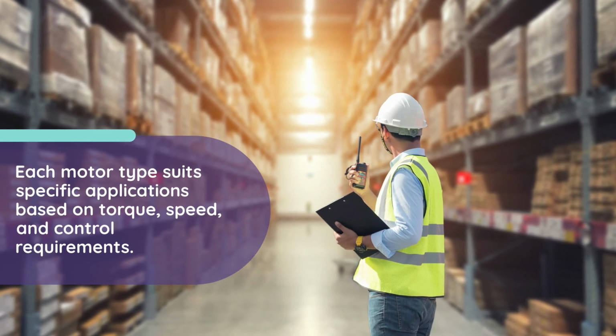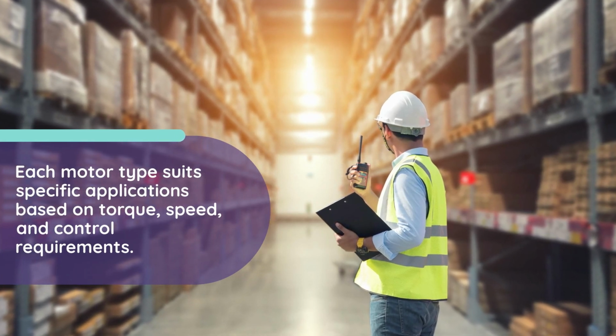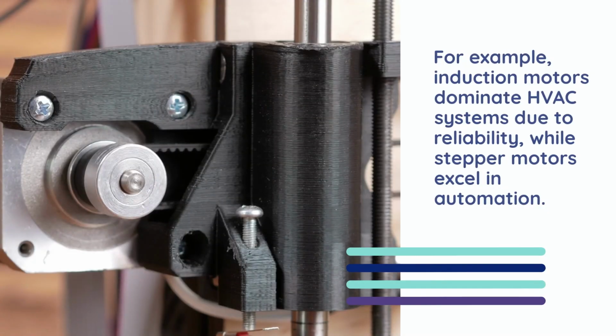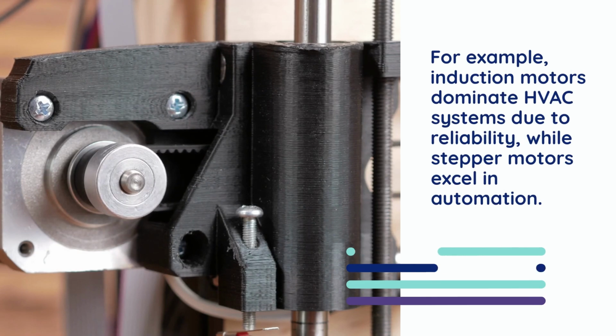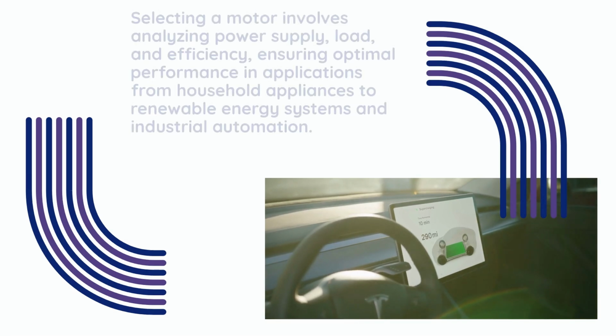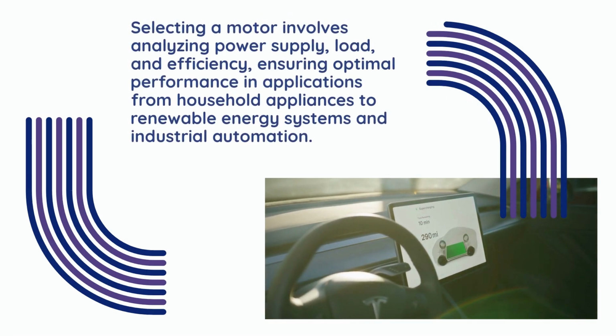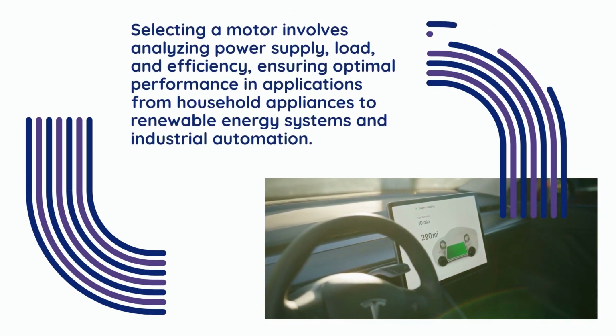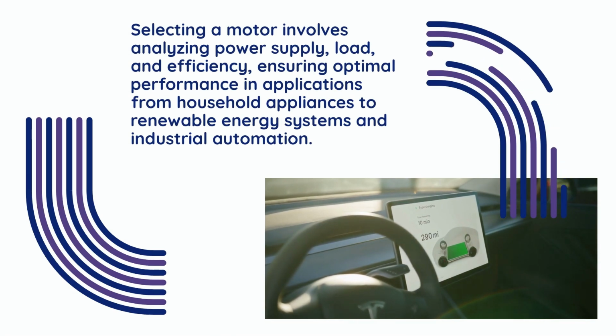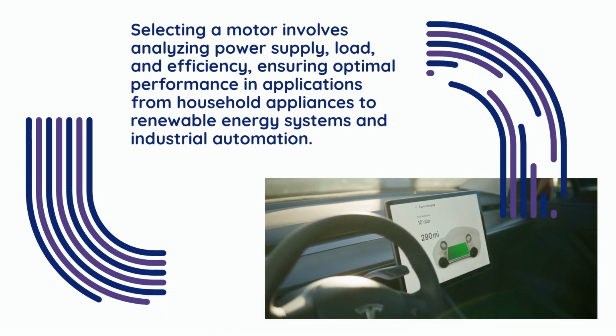Each motor type suits specific applications based on torque, speed, and control requirements. For example, induction motors dominate HVAC systems due to reliability, while stepper motors excel in automation. Selecting a motor involves analyzing power supply, load, and efficiency, ensuring optimal performance in applications from household appliances to renewable energy systems and industrial automation.